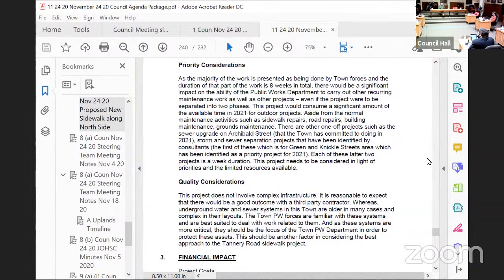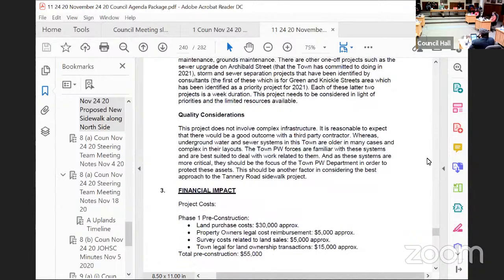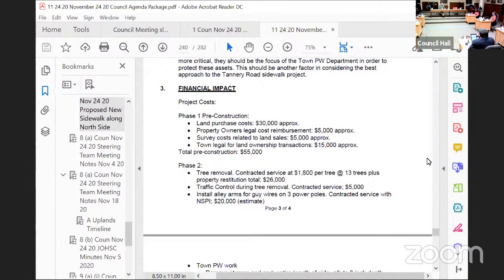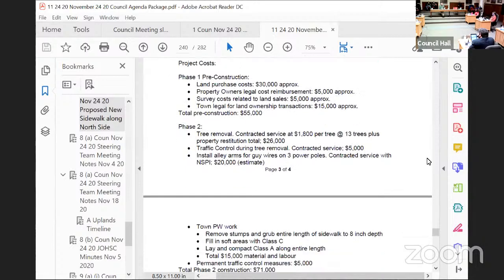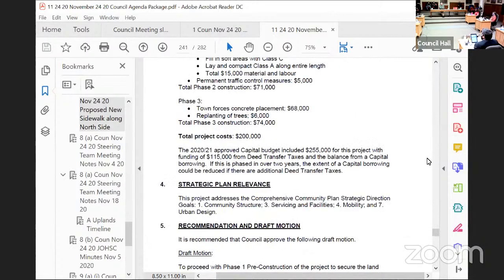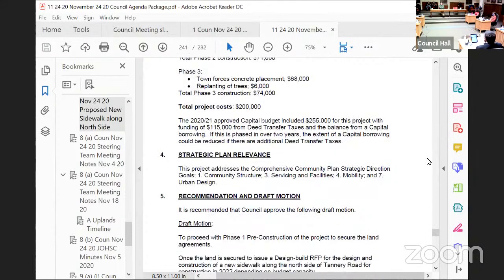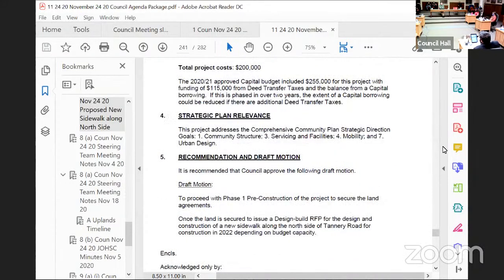All right, we'll open the floor to questions on this report from Mr. Tillard. Deputy Mayor. Thank you, Your Worship. So, Mr. Tillard, are you willing to find that $50,000 out of your budget somewhere that we would have to spend otherwise?